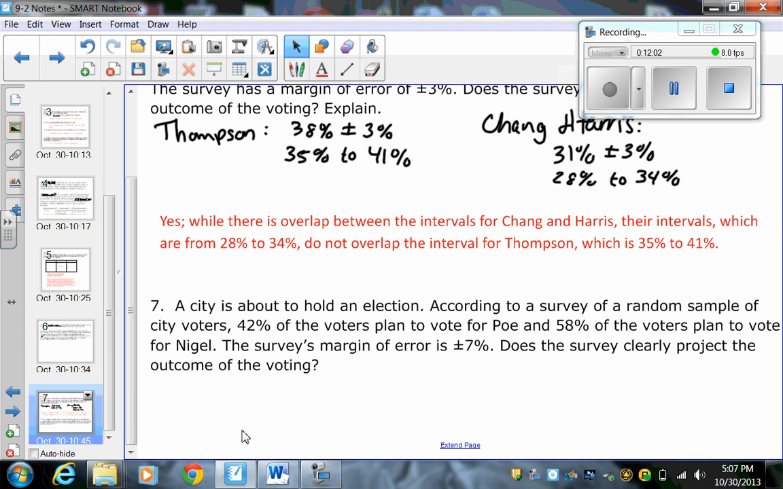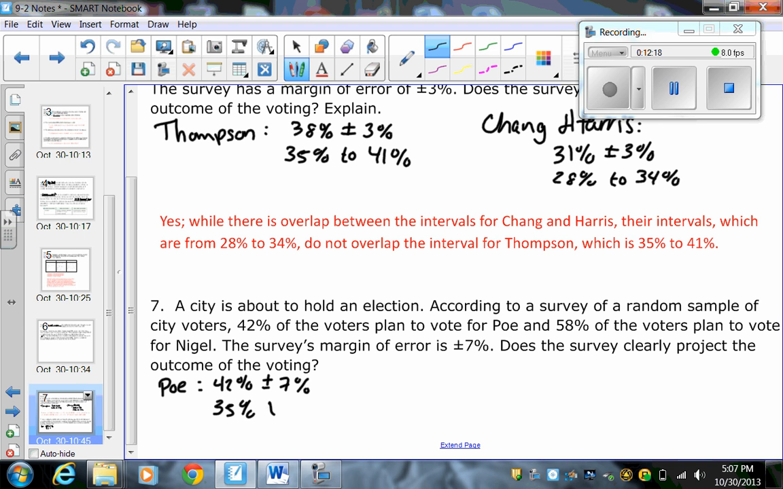So again, we're going to start with Poe, and we're going to take the 42% and add and subtract our margin of error. So 42 minus 7 would give me 35%, and 42 plus 7 would give me 49%. Then we're going to do the same thing for Nigel. So we have his 58% plus or minus 7%. So 58 minus 7 would give me 51, and 58 plus 7 would give me 65.